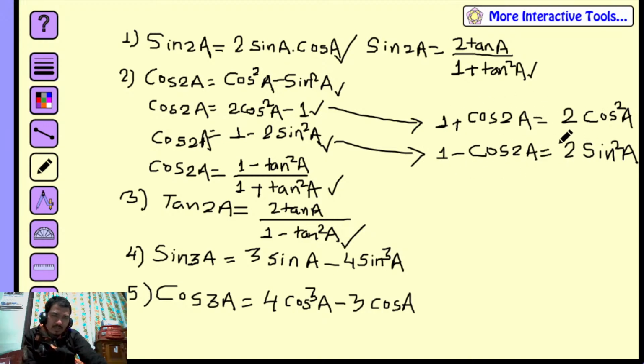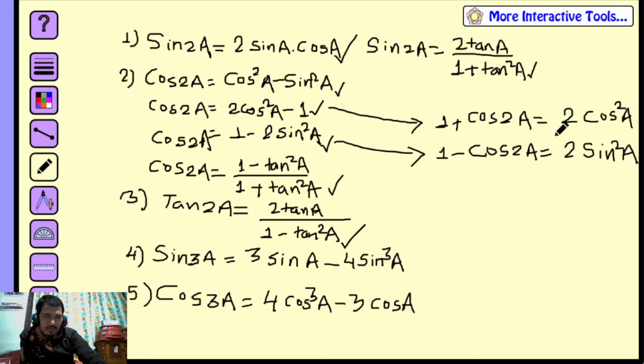And from here we can also derive more, by changing the side. 2 cos square a: minus 1 goes to the other side, that's why it will be 1 plus cos 2a. And when you find the value of 2 sine square a, cos 2a will go to the right side. That's what it will be.